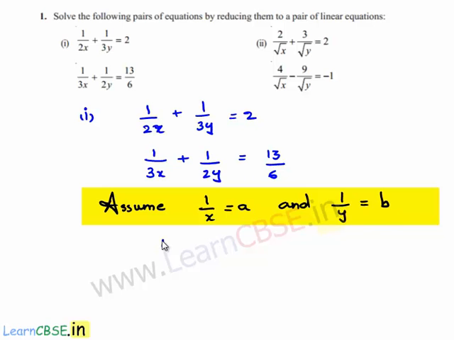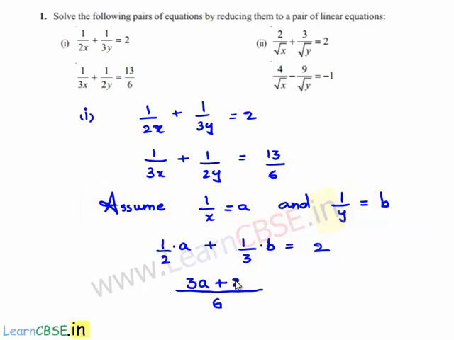This becomes 1 by 2 times of a plus 1 by 3 times of b is equal to 2. On taking LCM, we get LCM as 6, and this becomes 3a plus 2b is equal to 2. So this equation becomes 3a plus 2b is equal to 12. So name this equation as equation number 1.